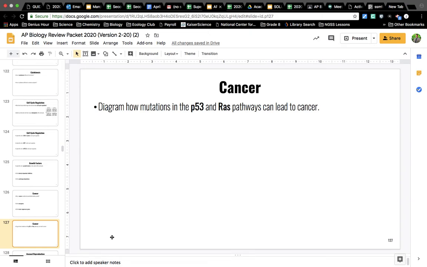Now, two famous genes in oncogenes and tumor suppressor genes are known as the p53 gene and the RAS gene. So p53 is a tumor suppressor gene, and RAS is known as an oncogene. Okay? And these control a lot of cellular processes that control cell division. So these ones control things that are involved in tumorigenesis.